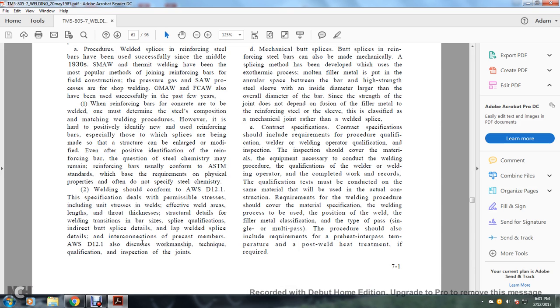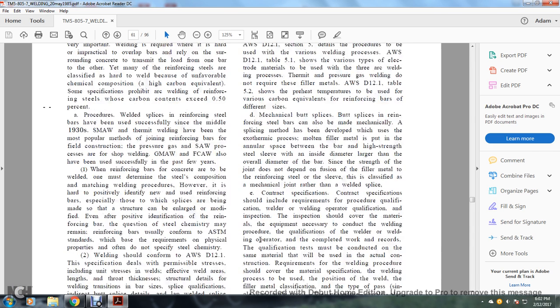The specification deals with the permissible stress and unit stress of the weld, effective weld areas, length, throat thickness, structural details for welding, transition of bar sizes, the specific splice qualification, or direct lap welded splice details, and the details and interconnections of precast members. American Welding Society D12.1 also discusses workmanship, technique qualification, and inspection of the joints.